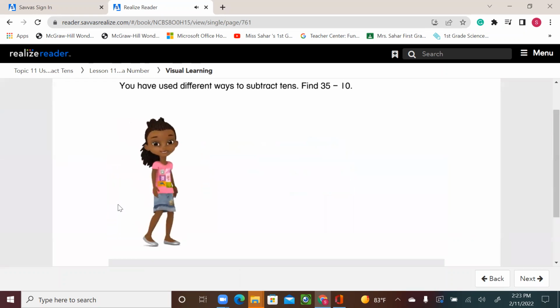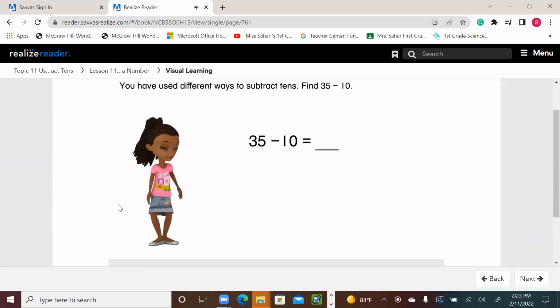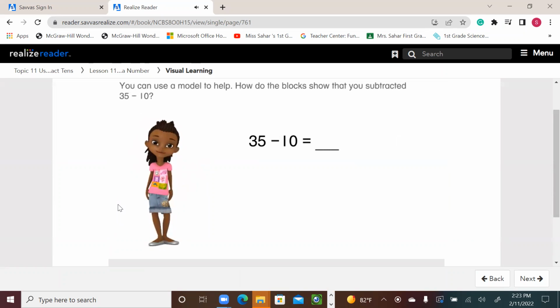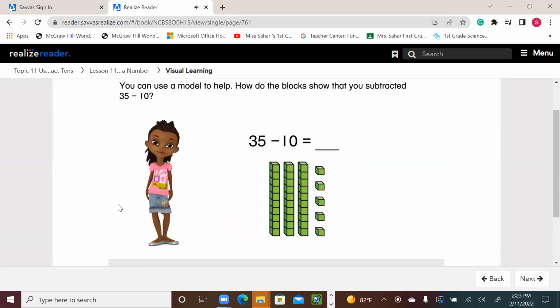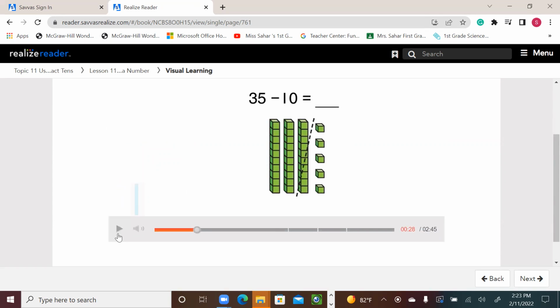You have used different ways to subtract tens. Find 35 minus 10. You can use a model to help. How do the blocks show that you subtracted 35 minus 10? Shows that we have 3 rows of 10s and 5 ones. Subtract or take away 1 10. So that leaves me with 2 10s and 5 ones. 2 10s means 20, 20 and 5, 25.